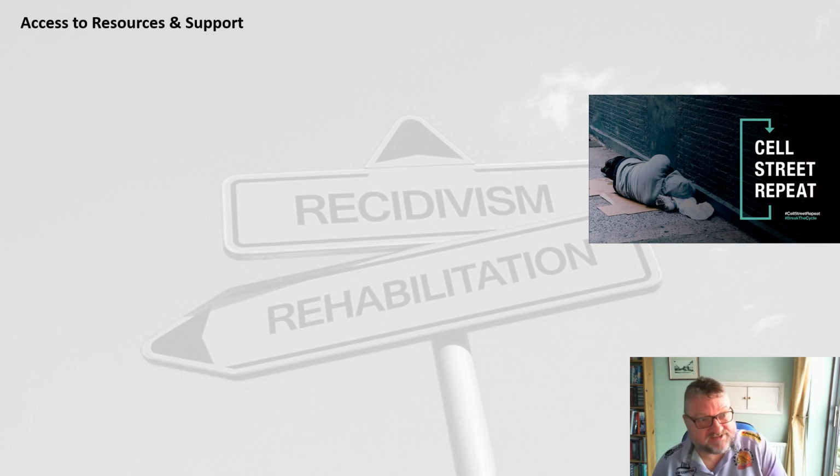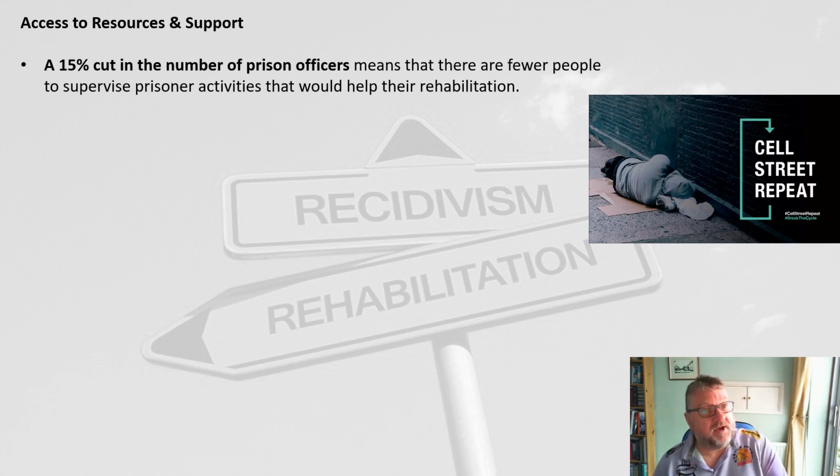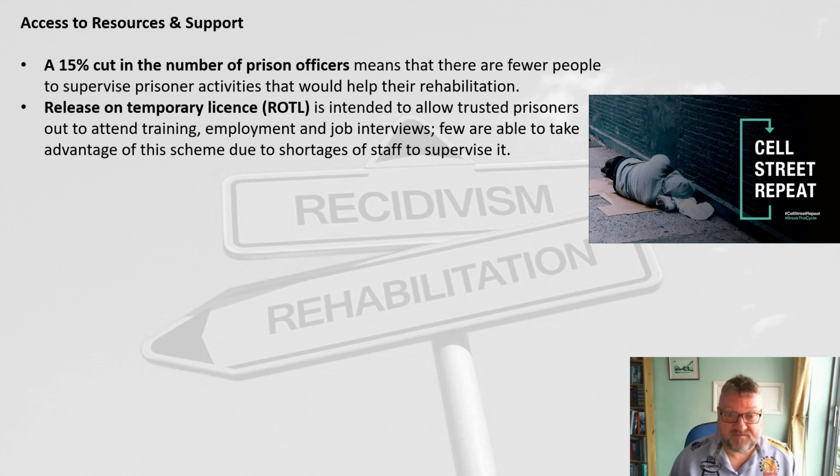So carrying on with access to resources and support, we know that there's issues in prison with education, but there has been a 15% cut in the number of prison officers, and that obviously means there are fewer people to supervise prisoner activities that would help with their rehabilitation. Now, at the same time, let's not forget there was a 50% reduction in officers, and at the same time, the prison population has doubled. So you've got more prisoners, fewer officers. So education is going to suffer, because the only way you can supervise those people is bang them up in their cells for 23 hours a day.